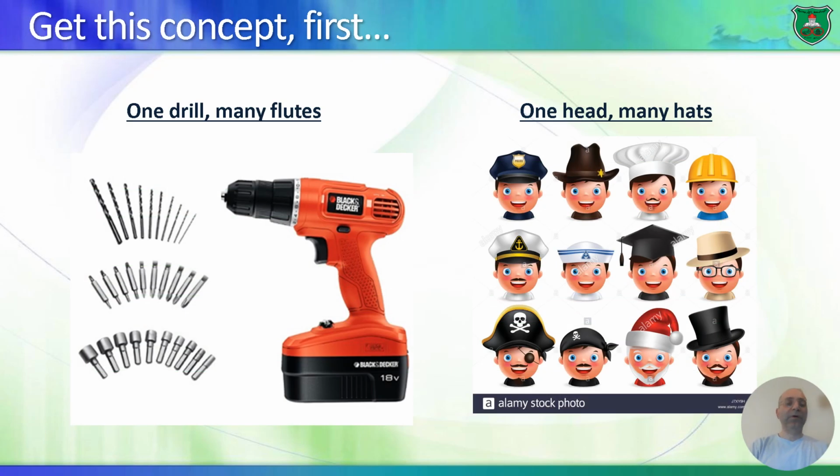Well, the concept follows this. We have one drill, right? And we know what a drill does, like the enzyme. What the enzyme does is that it adds glucuronic acid, right? That's what our drill does. It makes a hole in the wall. But we can connect different flutes on a drill, so it can do a lot of things. Or we can have the same head, but we can wear different hats, changing the function of that person by changing the hats. And the same thing applies to this enzyme.